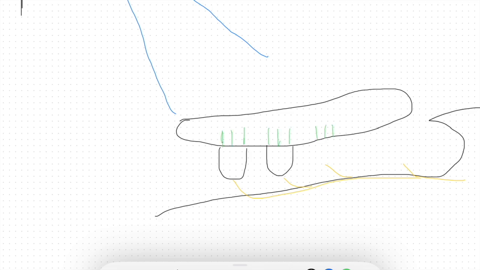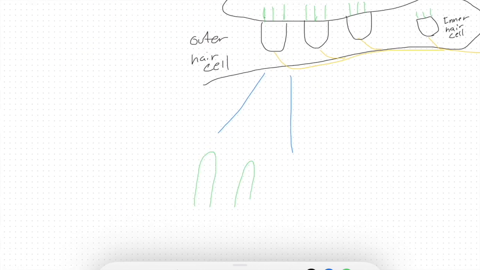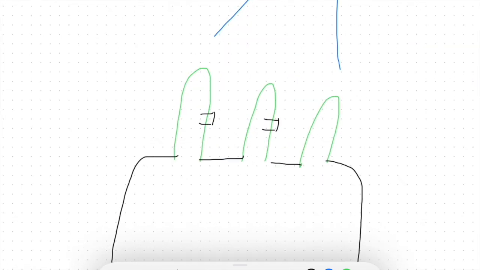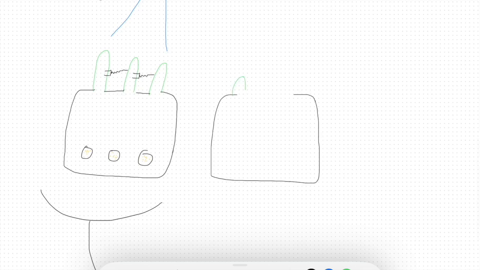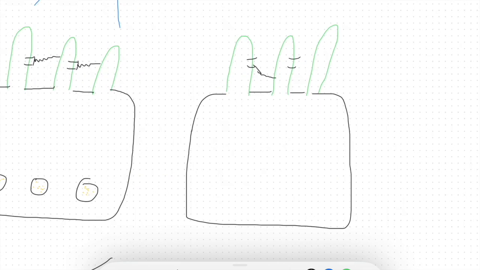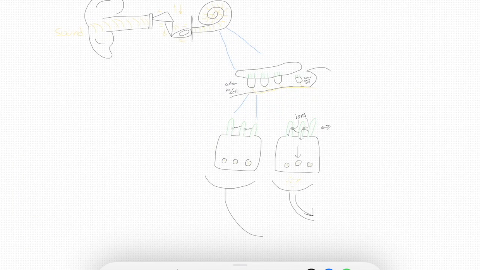Hair cell activation: hair cells within the organ of Corti are bent by the fluid waves, leading to the opening of ion channels and generation of receptor potentials. Receptor potentials trigger the release of neurotransmitters, stimulating sensory neurons to generate action potentials. These action potentials are transmitted to the brainstem and then to higher brain regions, where they are processed and perceived as sound.